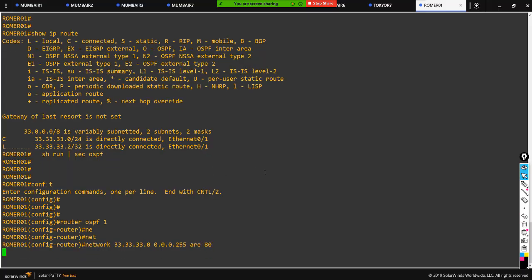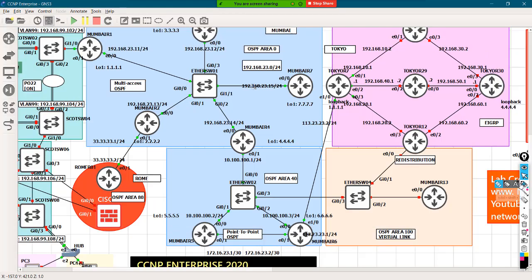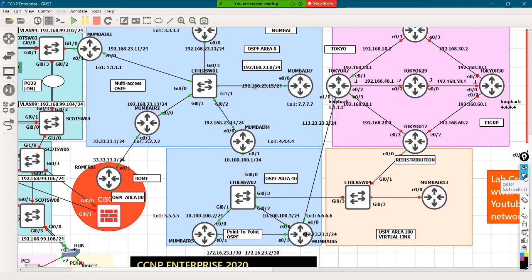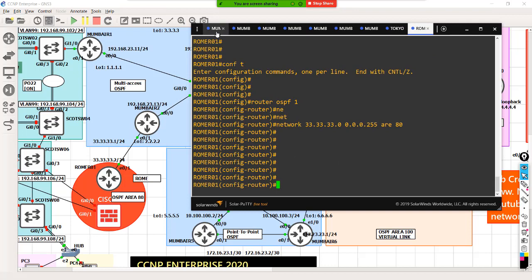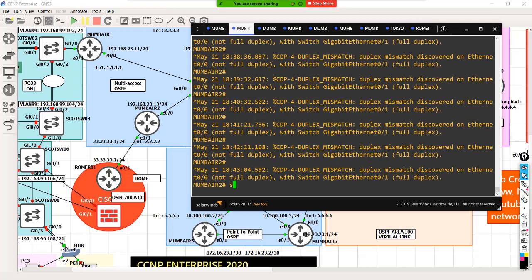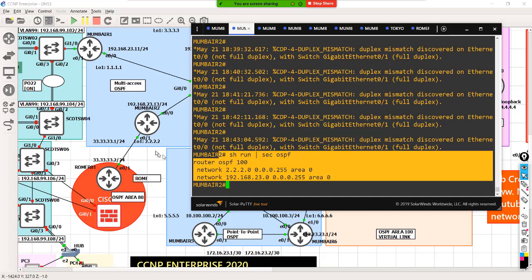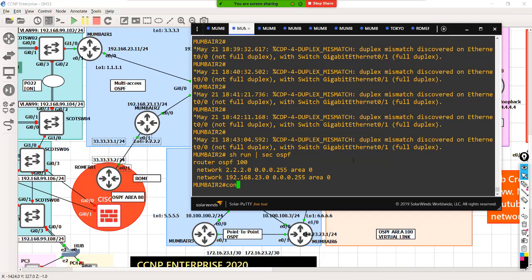So this is 80. Now who is it pairing with? It's going to pair with this. So I need to have OSPF configured there. Basically multi-area OSPF. So that's router 2. Let me see the OSPF configuration here. So there is no area 80. I don't have anything for area 80. So that's what I am going to do now.